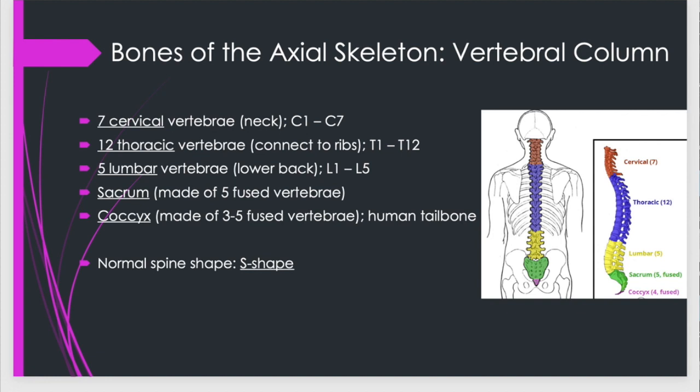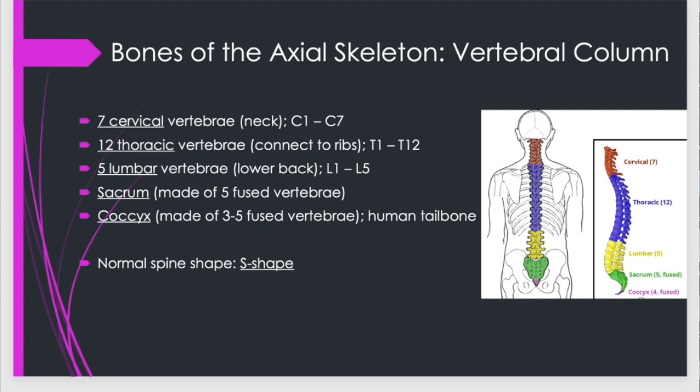The C1 and C2 vertebrae have a special name. They're going to be the atlas and the axis. So C1 is the atlas and C2 is the axis. We talk about joints in a little bit, so we'll mention them again.